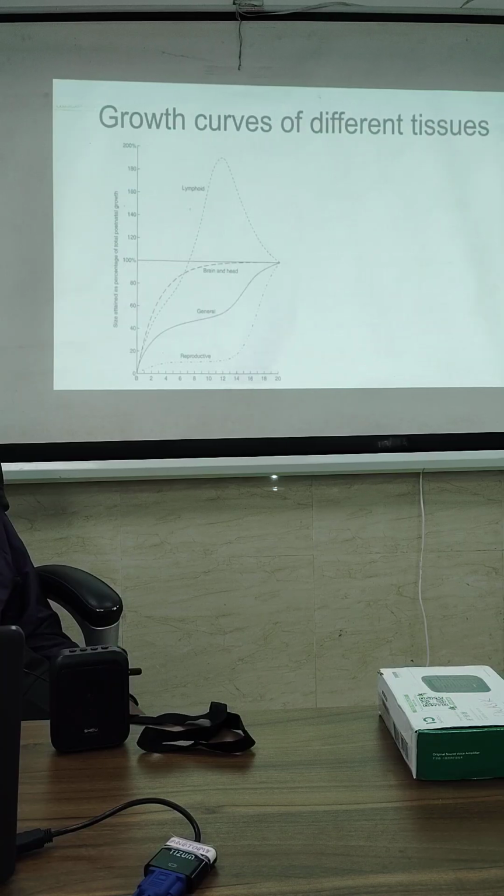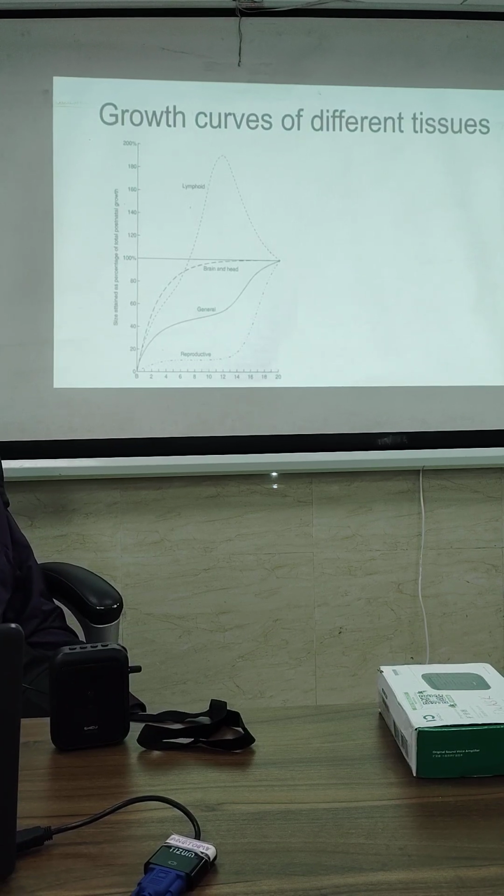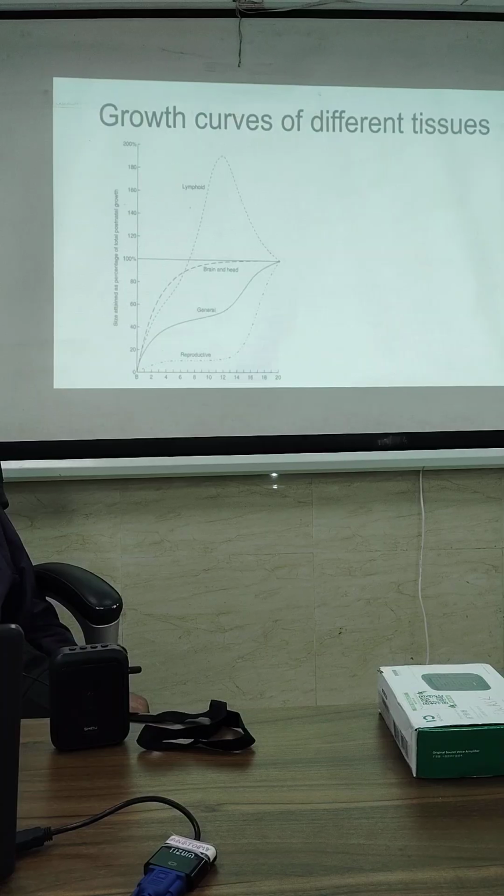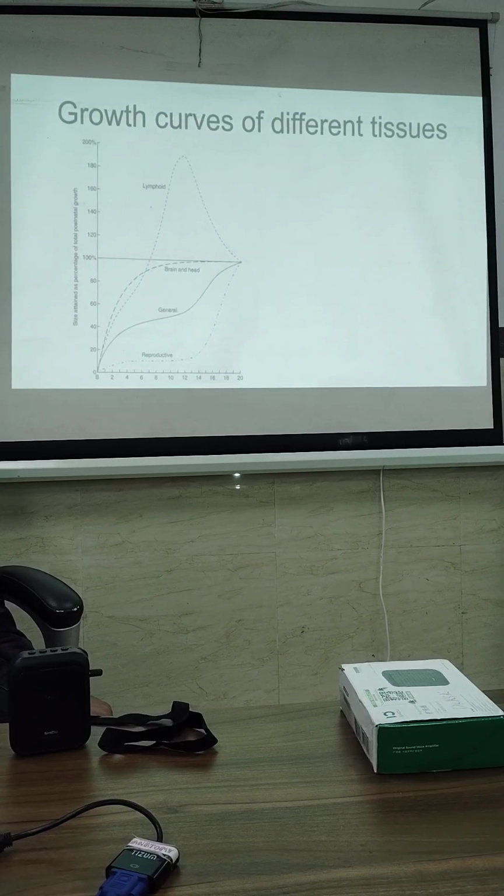Again, different growth curves in different tissues. I wanted to look at the lower one, which is sigmoid shaped, which is called the general curve. Average growth of the body is along the general curve. What you can see here is that at 6 years of age there is one growth spurt, and at puberty there is another growth spurt.